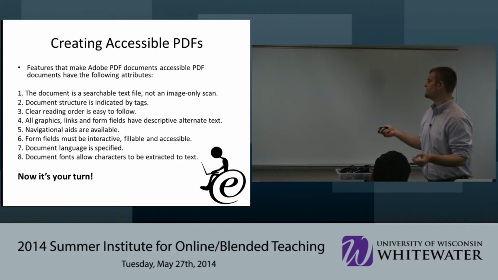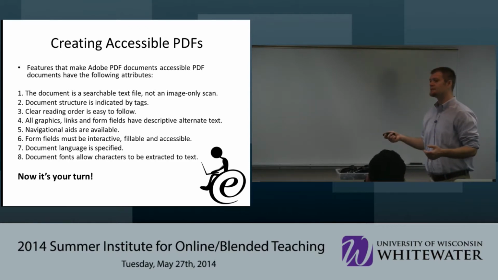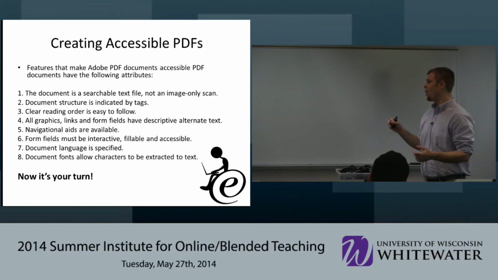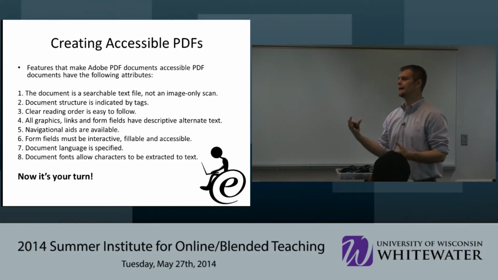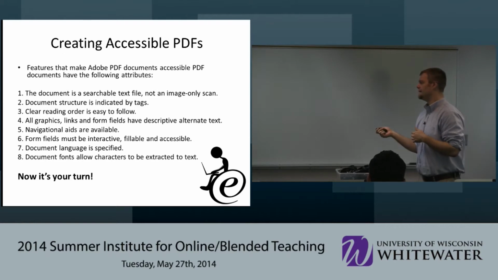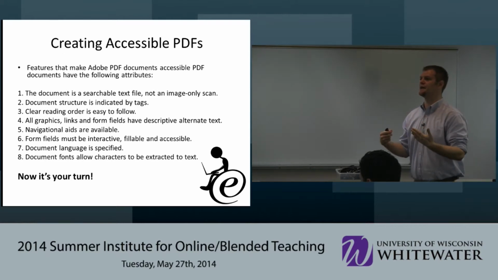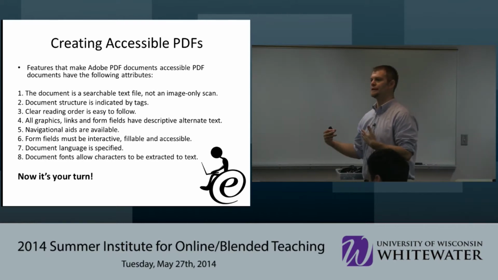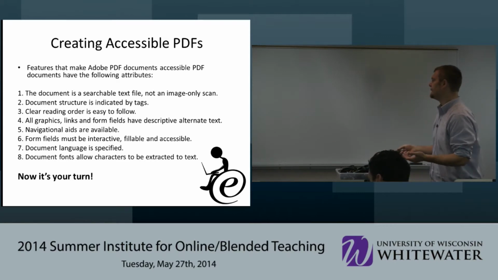All graphs, links, and form fields have descriptive text. All that's on the back end, so it's not like myself as a sighted individual is going to see an image on a PDF and then also see the alternative text version. It's just going to be the image.